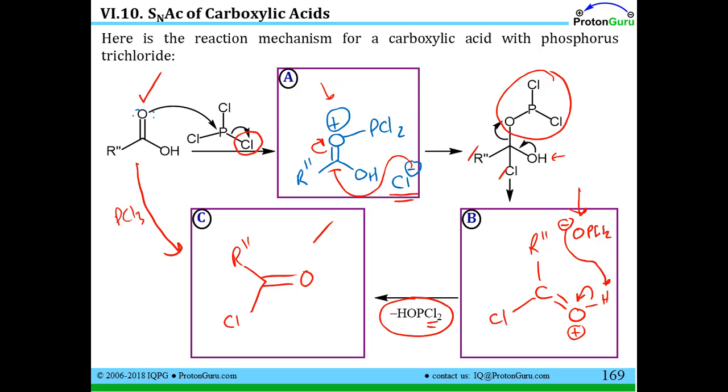This is a very common and useful strategy to take a carboxylic acid and make it into a species that can be very, very easily reacted by nucleophilic acyl substitution with a variety of different nucleophiles, like we talked about in lesson 6.9 of the primer and our video lessons here.